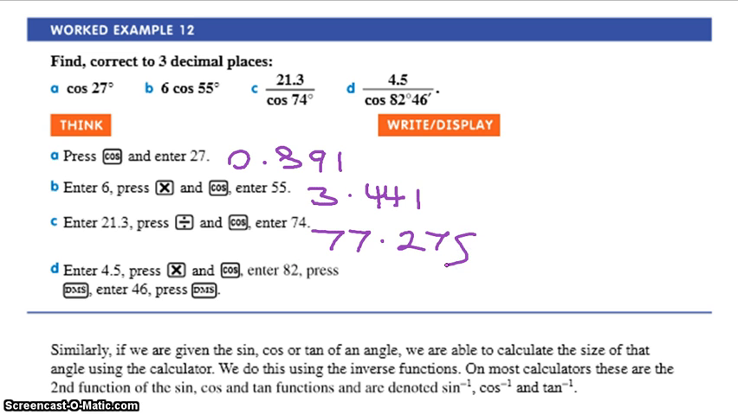Okay. This last question here says enter 4.5 and press times. But it's a fraction. That shouldn't be a times. If we were following what they do, it should be a divided by, because it's 4.5 divided by that. I didn't even read that. So they've made a mistake here. That should have been divided by. There's a lot of mistakes, but this is like a first edition.